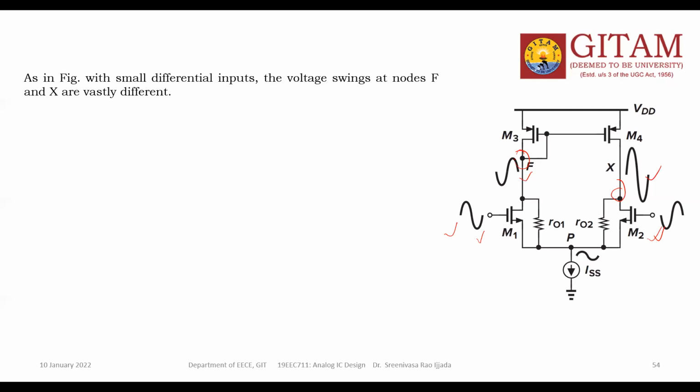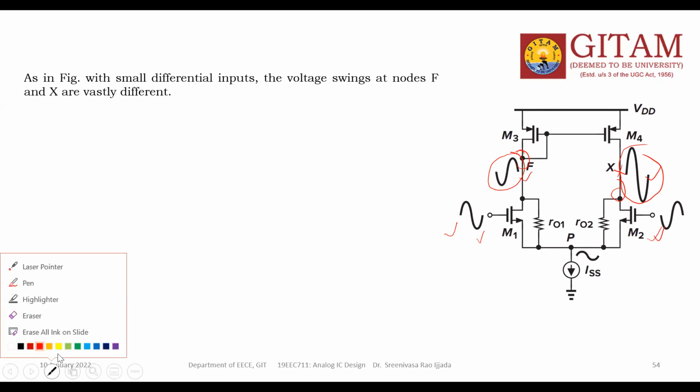See, the swing of the signal at node F and the swing of the signal at node X, look carefully. Both are very different. Am I correct? Swing I am talking about. Swing means height. So both are very different.